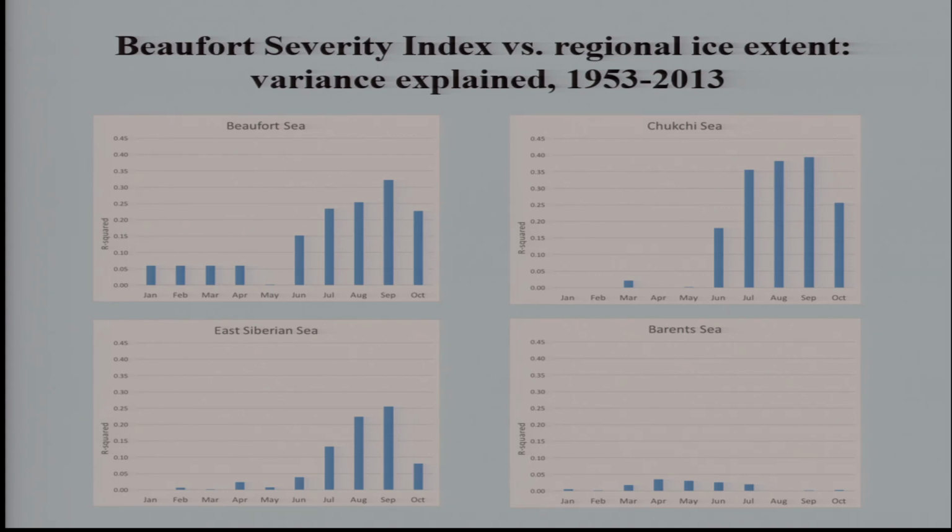It correlates significantly with the extents a few months earlier, but not much farther back. It correlates well with ice extent in the Chukchi and the East Siberian Sea, but the time scale for those correlations is only a couple of months. There's essentially no correlation between this Beaufort index and what's happening on the Atlantic side.